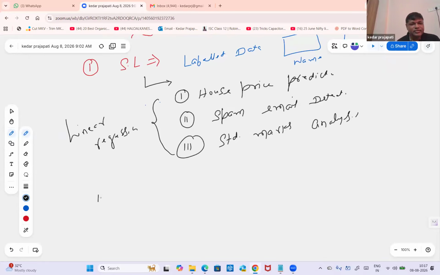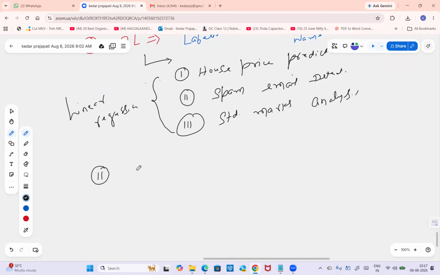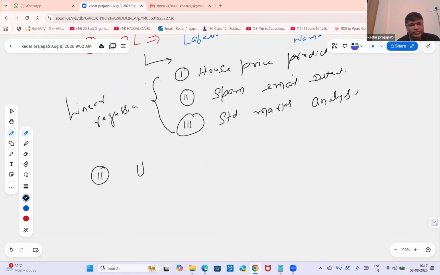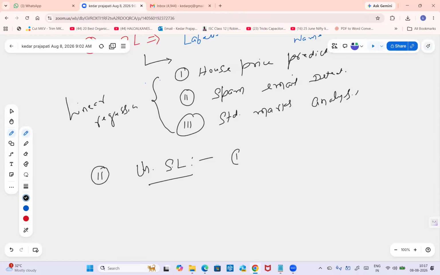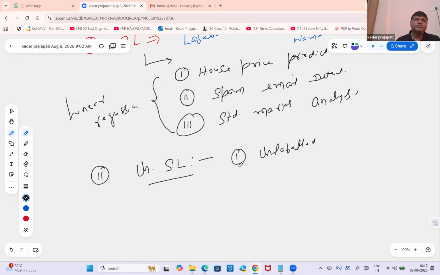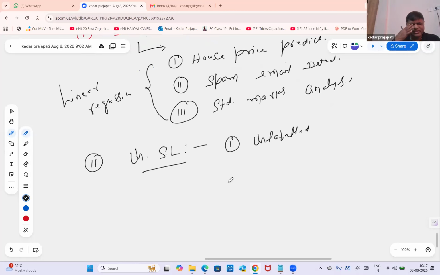Then the second thing was unsupervised learning. Here the data will be unlabeled. So for unlabeled data, there will be multiple examples. Any data which you are not giving a name to is unlabeled, right?